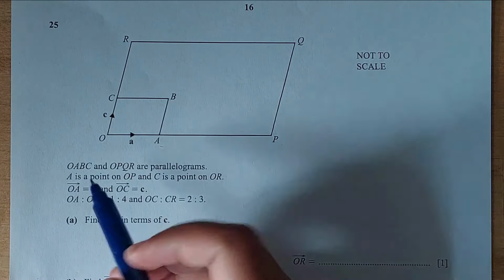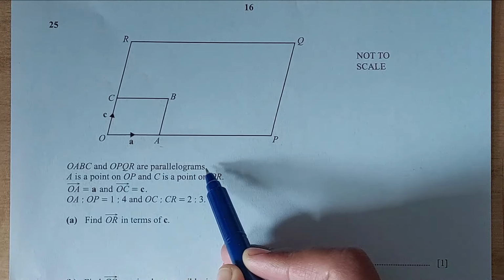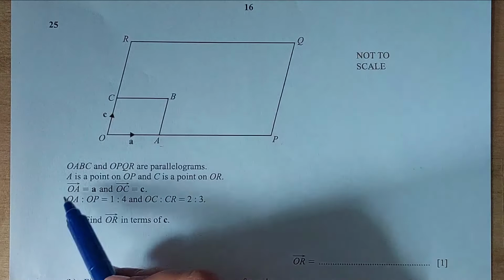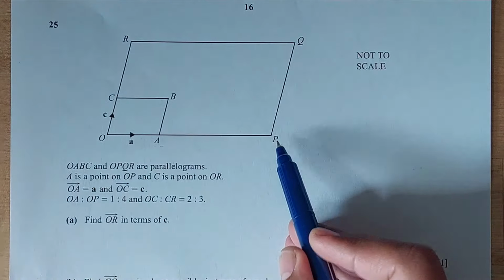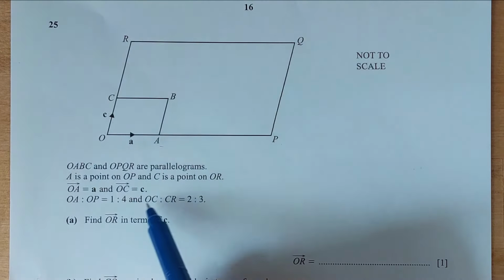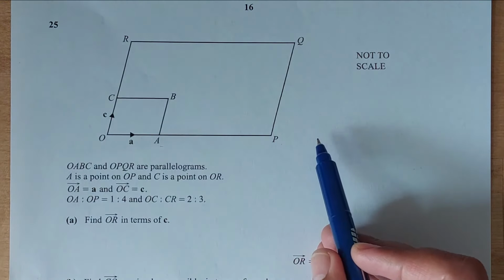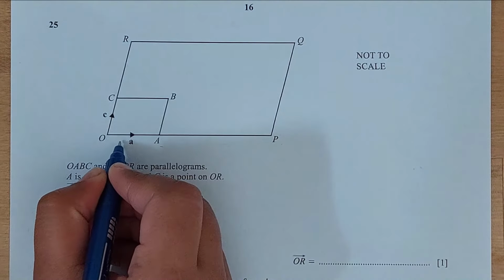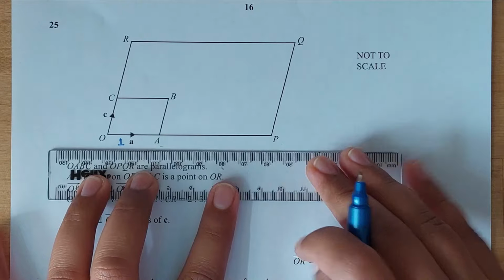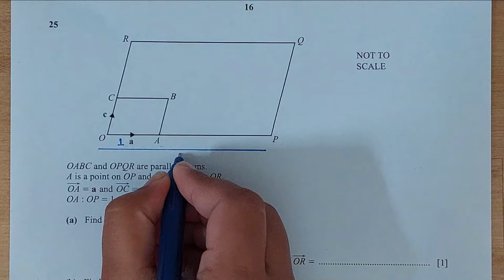Question number 25. OABC and OPQR are parallelograms. These two are the parallelograms. A is a point on OP and C is a point on OR. OA is a, OC is c, OA is in the ratio 1 and OP is in the ratio 4. So this OA is in the ratio of 1 and this whole length OP is in the ratio of 4.